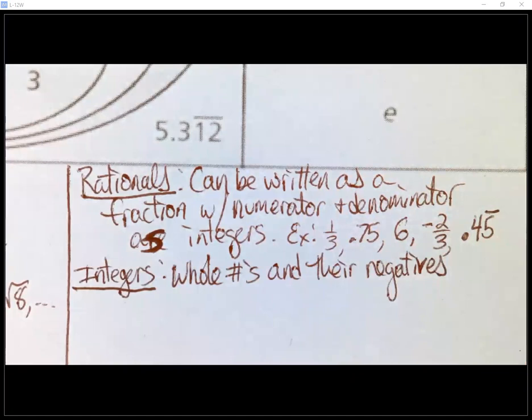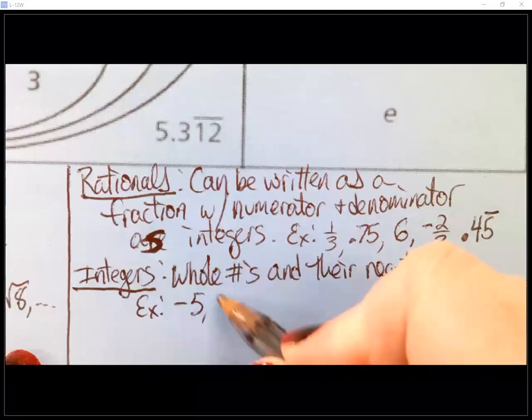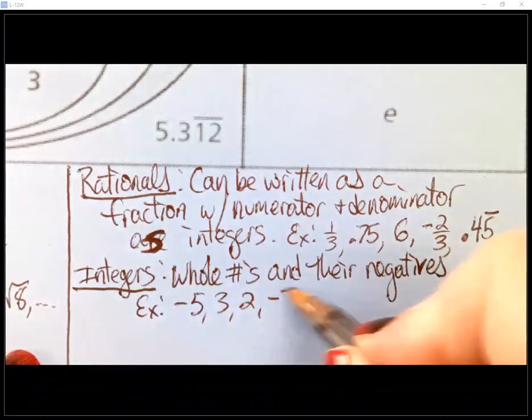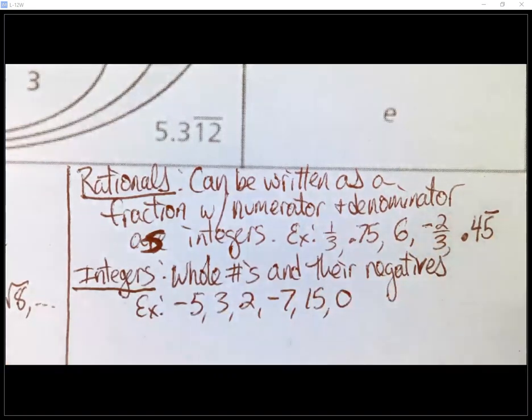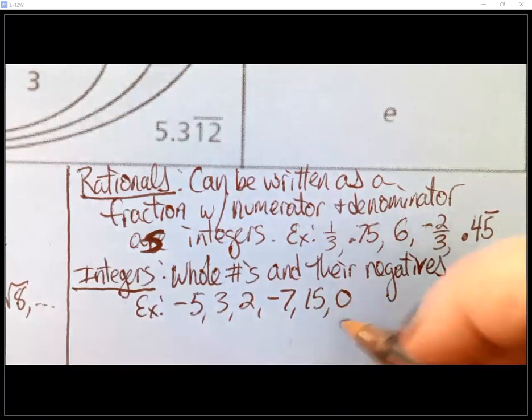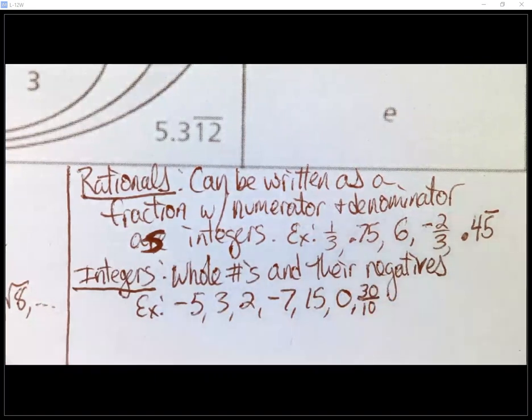No decimals, no fractions here. So we're looking at -5, 3, 2, -7, 15. 0 counts because 0 is a type of whole number. So any of these, notice no decimals, no fractions. Don't get confused though. I could try and trick you by doing something like 30/10. Isn't that really just the number 3? So even though you're looking at it and you're like, oh, that's a fraction, if you simplify it, it's really just a whole number, just 3. Okay, so be careful.